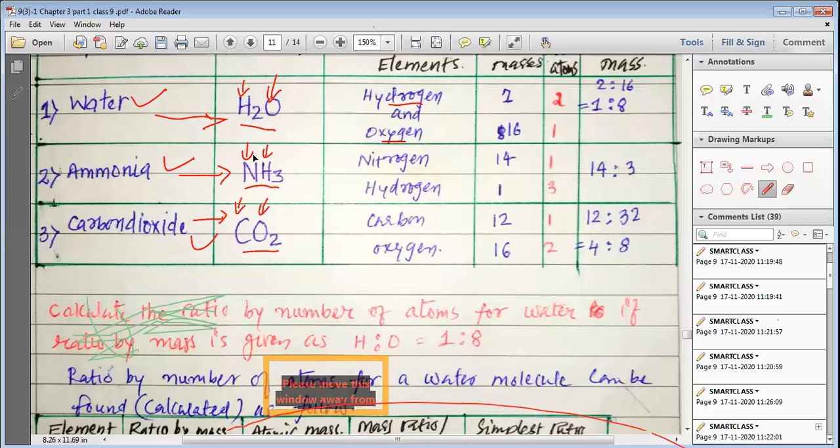In the same way, N is the symbol for nitrogen and H is the symbol for hydrogen, and that is why we can say that ammonia has two elements, nitrogen and hydrogen, present. When it comes to carbon dioxide, it is made up of two elements, carbon and oxygen.